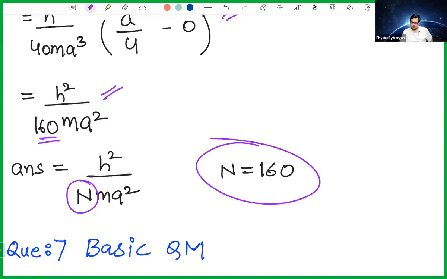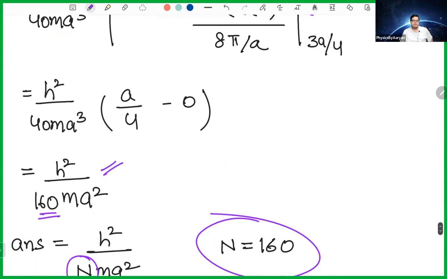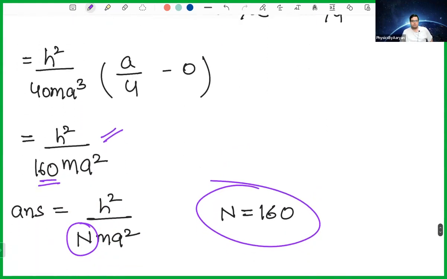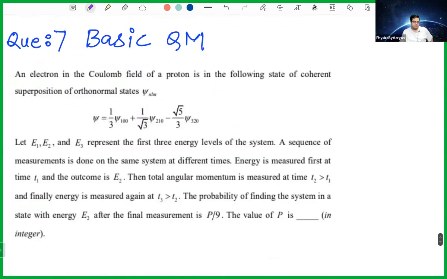And I hope this is clear. This maths you can do very simply. Just do the integration and put the limits. Everyone can do that, and you are going to get the answer 160. Okay. So if this is clear, then we will go for the last problem, which is my favorite question.